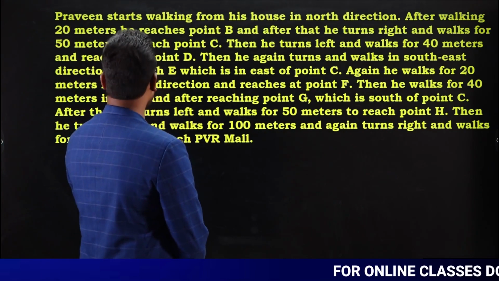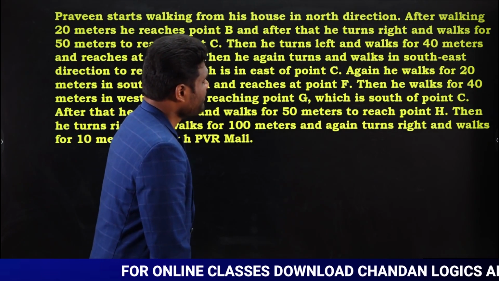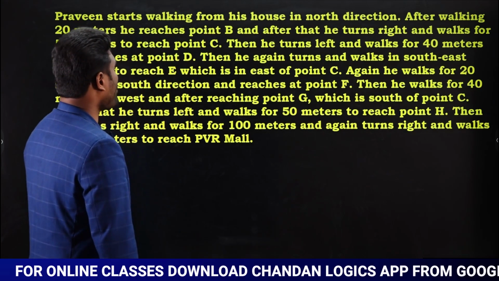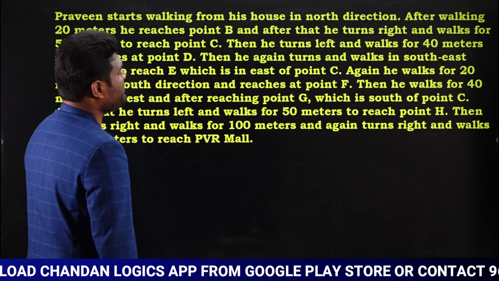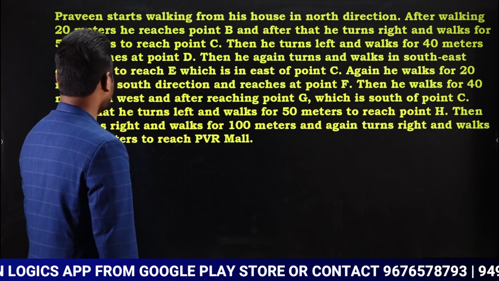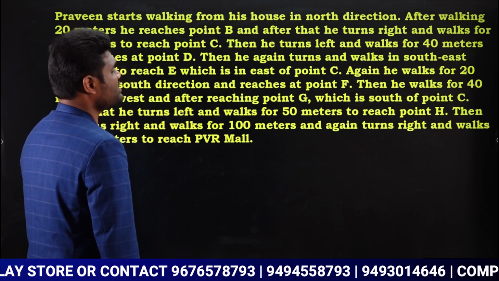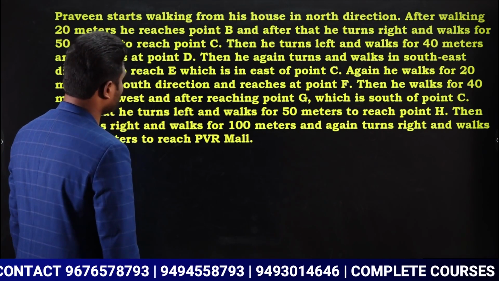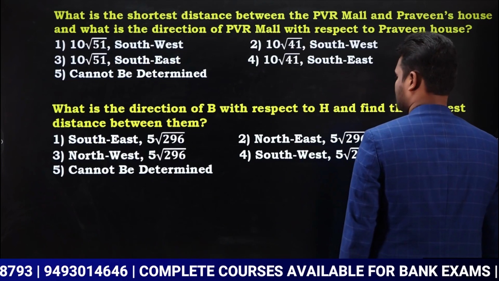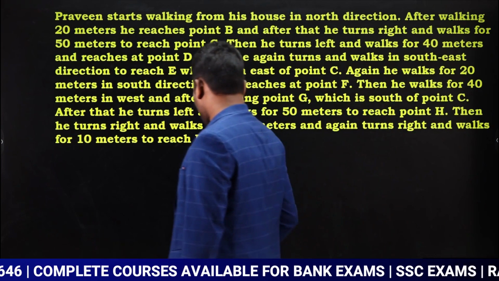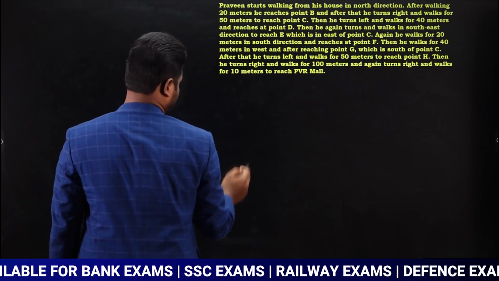Then he walks for 40 meters in the west, and after reaching point G, which is south of point C, he turns left and walks for 50 meters to reach point H. Then he turns right and walks for 100 meters, and again turns right and walks for 10 meters to reach PVR Mall. So based upon this, we have some questions. Okay, so let us represent the diagram. Once we represent the diagram, solving these questions will become simple.